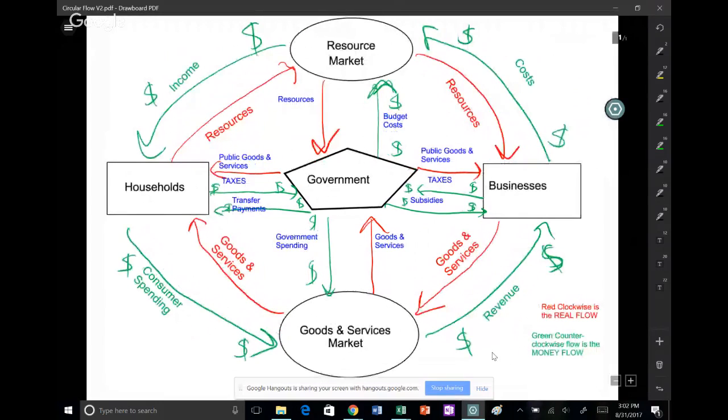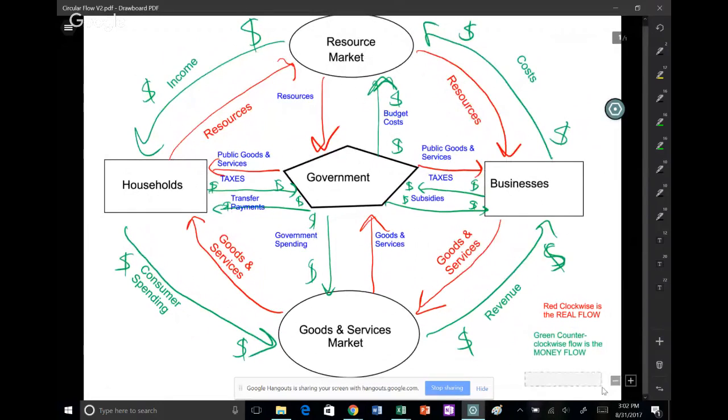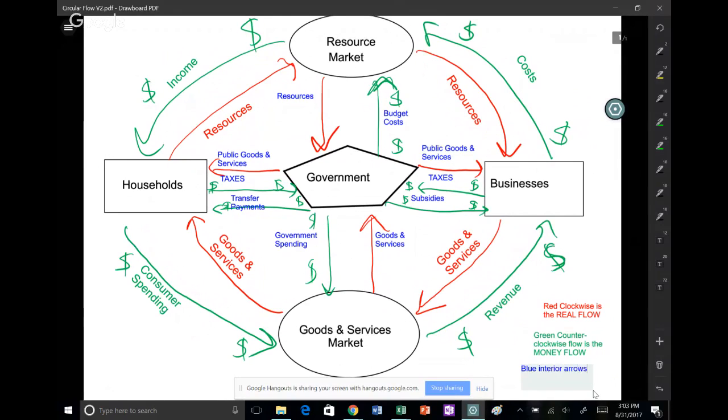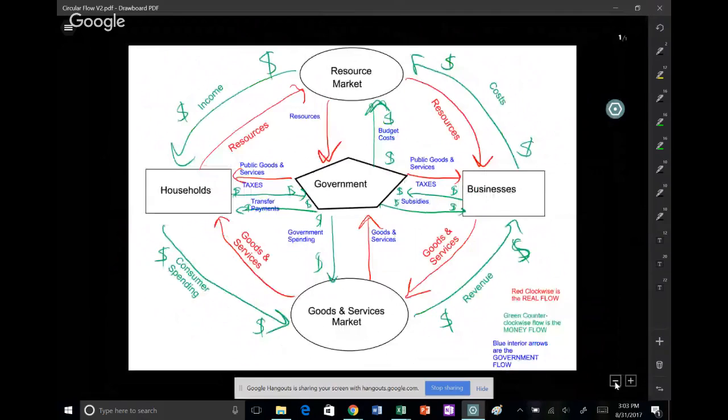Now, all righty, I'm zooming in a little bit because I'm going to put in one more box. I'm going to zoom out again here. Blue, excuse me, what is going on with this here? Let's see here. Blue interior arrows are the government flow. Okay, the blue interior arrows are the government flow. The definition for the government flow is that it shows transactions between the government and other parts of the economy. We call this the government flow.